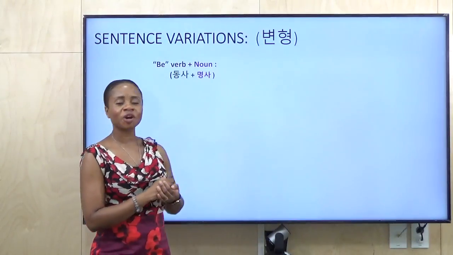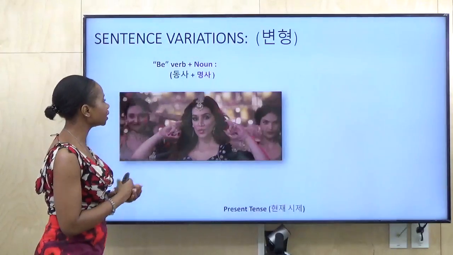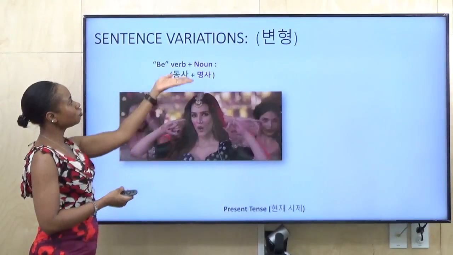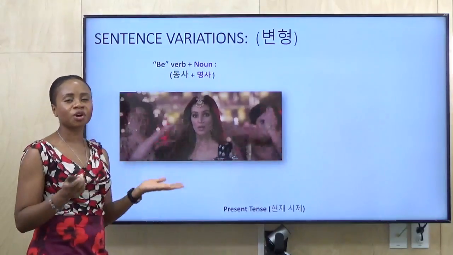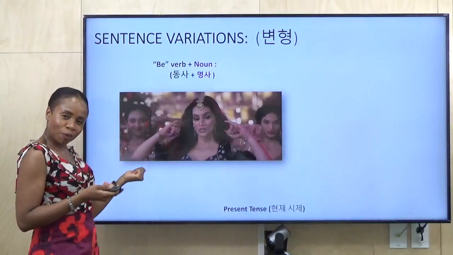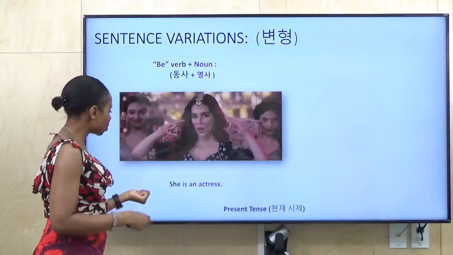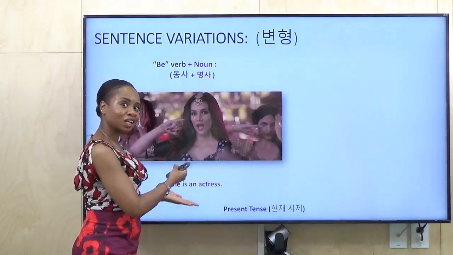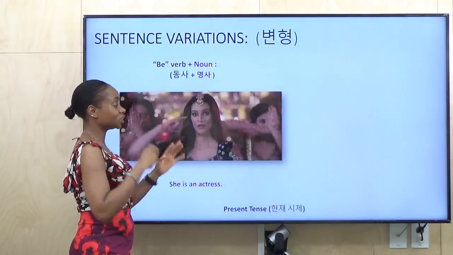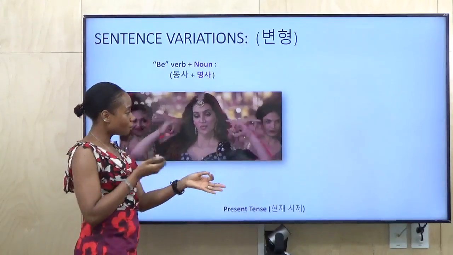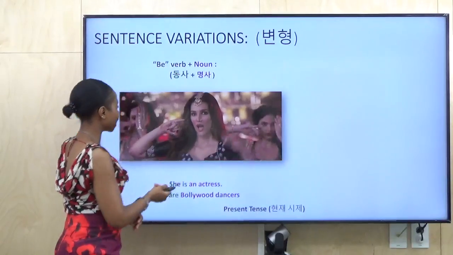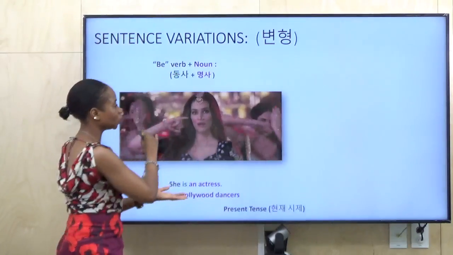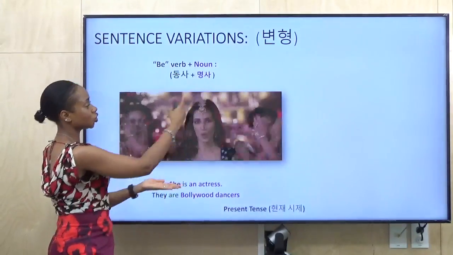Let's do some variations, some sentence practice. Let's look at different sentences. If we have a sentence with a be verb and noun together, these are very basic sentences. Do you like Bollywood music? Okay, so she is an actress. So she's a Bollywood actress. Then we have, they are Bollywood dancers. So they is plural, 1, 2, 3. She is only one.